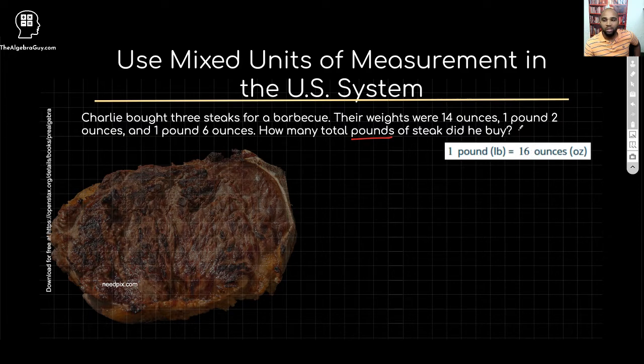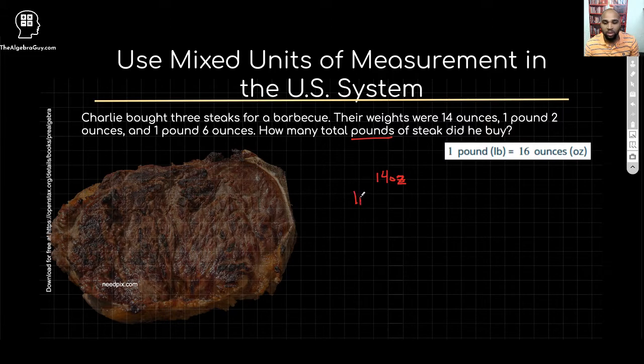So there's a couple of ways you can do this. Let's add up all the pounds and then add up all the ounces. Then we'll convert those ounces back into pounds. So let's take the pounds first. Well, I'm just going to write it all out so we can see it. So their weights are 14 ounces. I'm going to put OZ. That's the abbreviation for ounces. Don't ask me why. I believe it's another language. But you're going to see that for ounces. We also have 1 pound and 2 ounces.